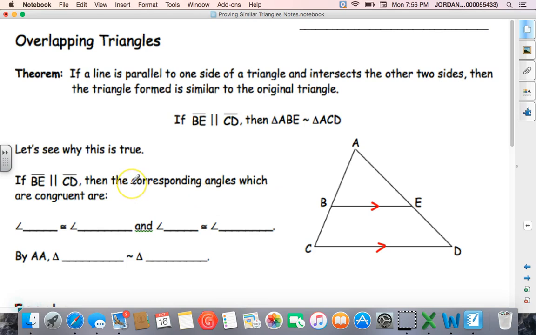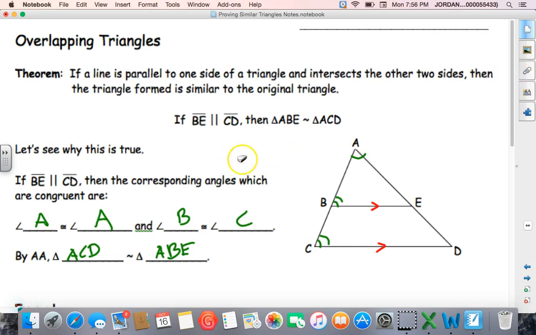If BE is parallel to CD, then the corresponding angles which are congruent are, well, first off, this angle is the same angle for the little triangle and the big triangle. So it's obviously going to be congruent to itself. But then also, because these lines are parallel, they're being cut by a transversal, so we can say this angle and this angle are going to be the same because they're corresponding angles. You could also say E and D would be the same. So angle A is congruent to angle A, and angle B is congruent to angle C. That could also be D and E. So because of this, by angle-angle, we know that triangle ACD is similar to triangle ABE.